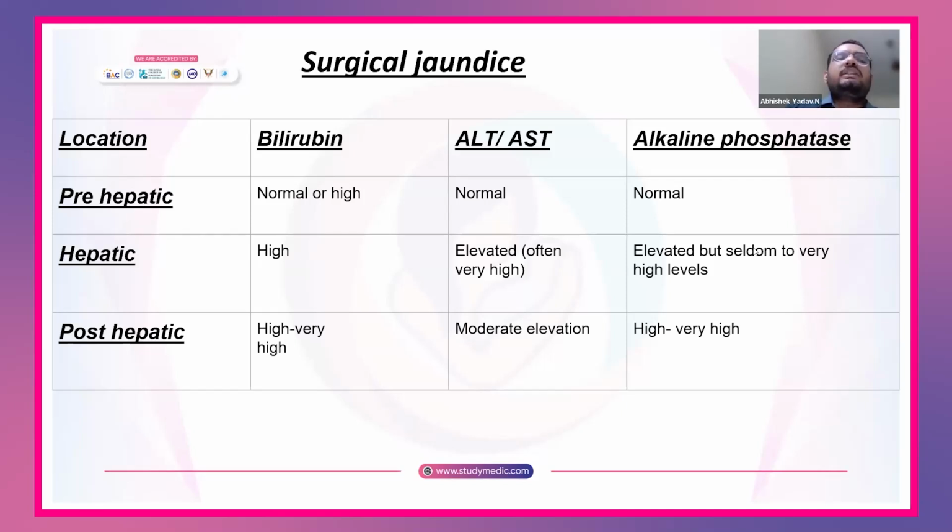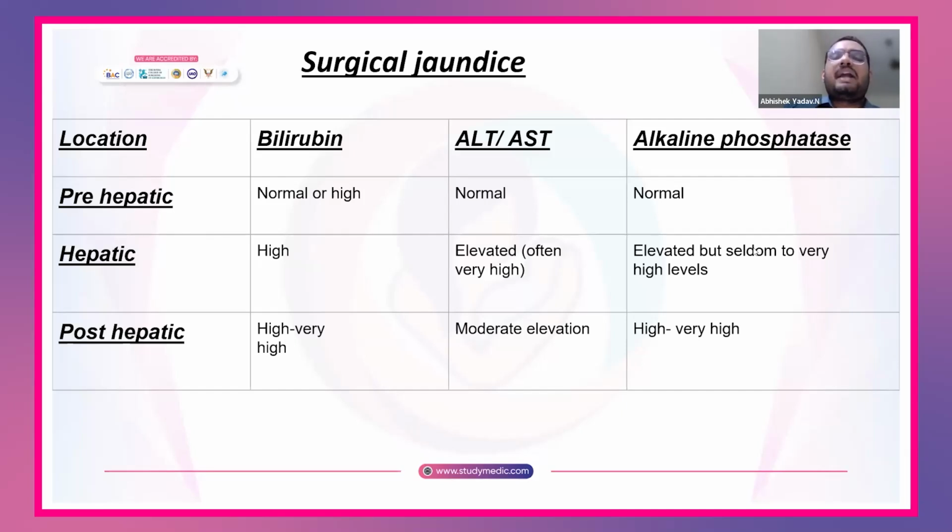Whereas in hepatic jaundice, where the liver is involved, the liver enzymes like ALT and AST will be elevated, and bilirubin will also be elevated, but alkaline phosphatase will be normal. In post-hepatic, the alkaline phosphatase level will be increased, ALT and AST will be moderately raised, whereas bilirubin is also highly raised.